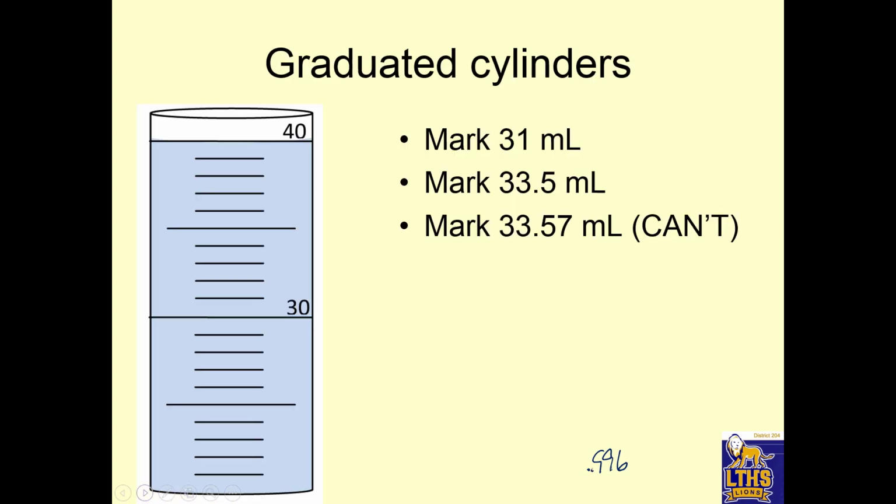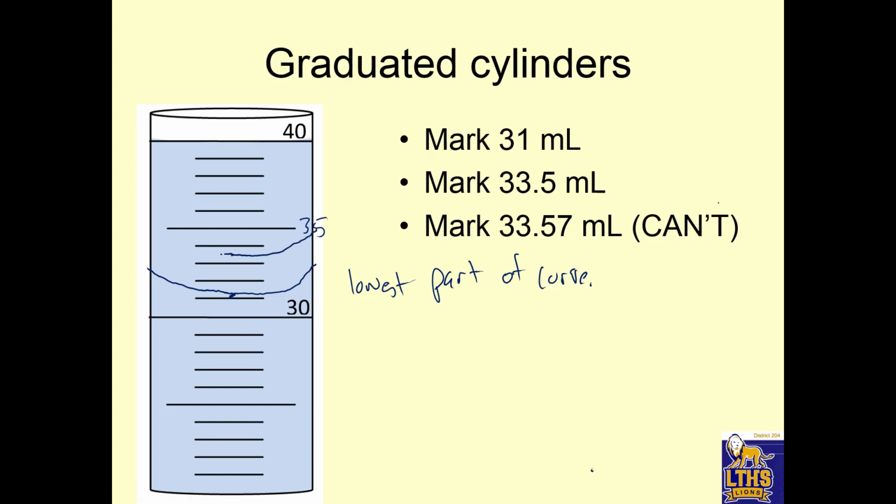Graduated cylinders. Mark 31. So here's 30. Here's 40. Here's 35. So 1, 2, 3, 4. So this is 31. So remember to do 31. There's 30. I want to be a little bit above. Remember, it's the lowest part of the curve. 33.5. 31, 32, 33.5 will be right here in the middle.